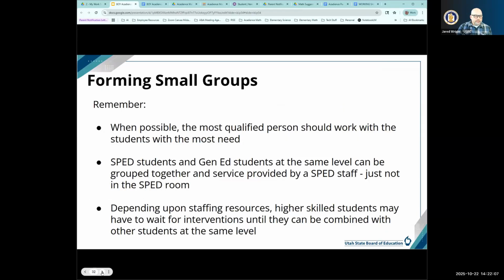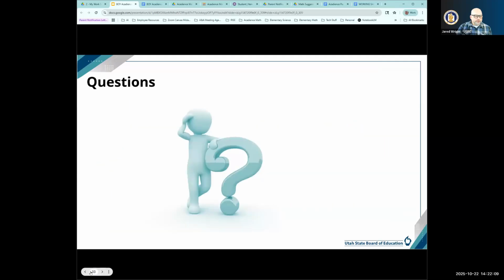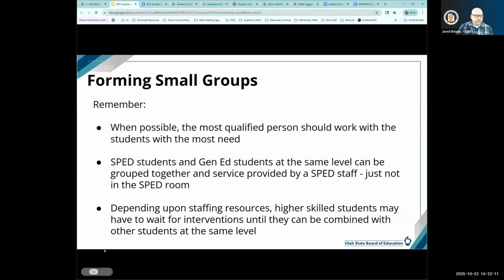I want to show you, well, first, a couple of things to keep in mind. The most qualified person should be the one working with the students that have the most need. So make sure that happens. If you're able to have the support of paraprofessionals and others who come in and support small group learning, make sure that that's organized in a very helpful way.